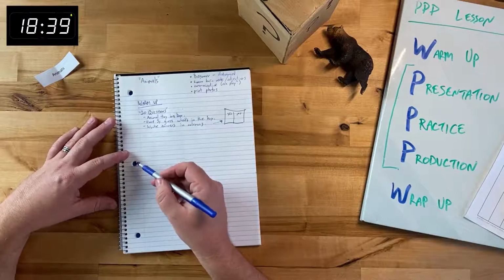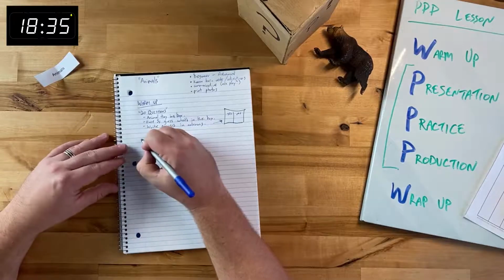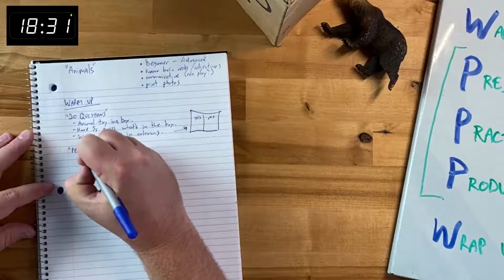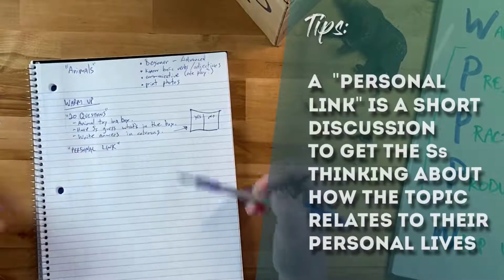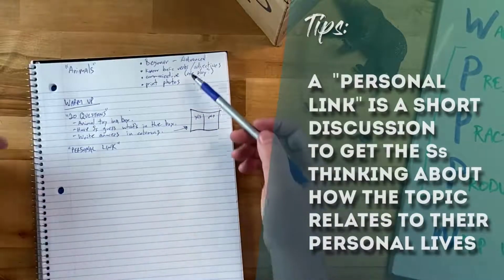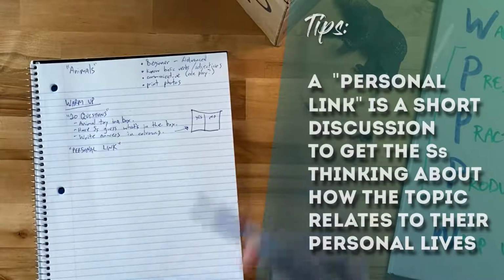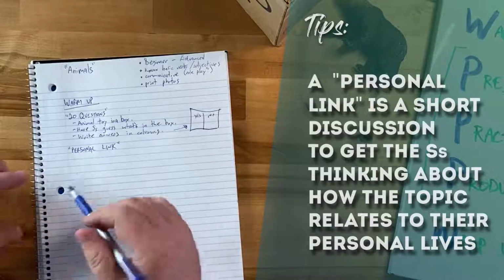Now I could go right into my presentation next, but I like to do one other little short activity as part of my warm-ups, and I call that a personal link. And this is a simple activity where I just ask a question. I get the students thinking about this topic of animals, but in a personal way. And so this is a way of linking this topic to their personal life, their personal experience.